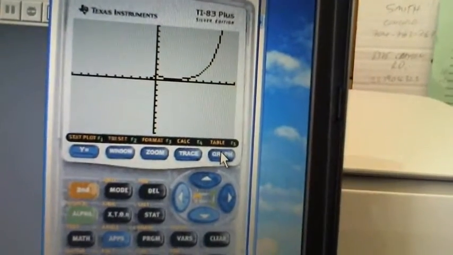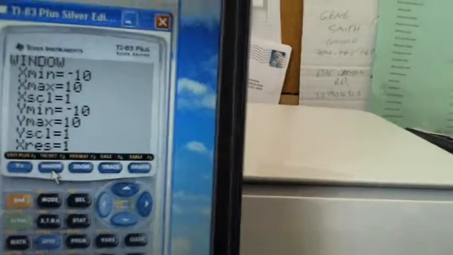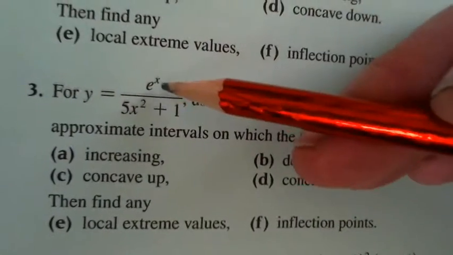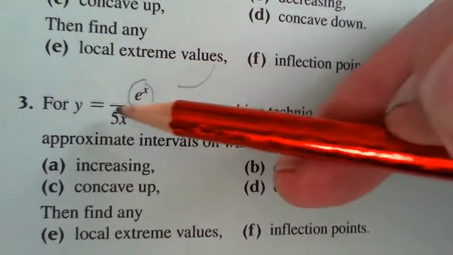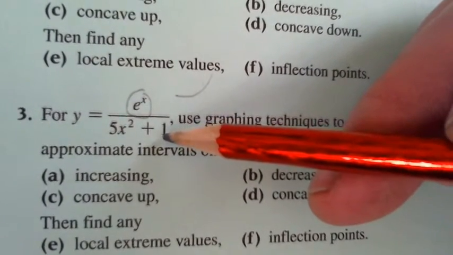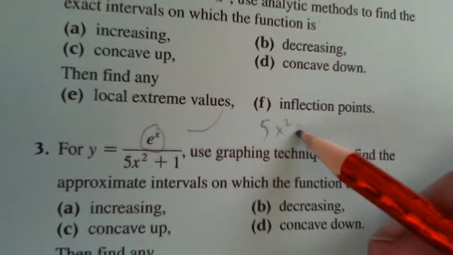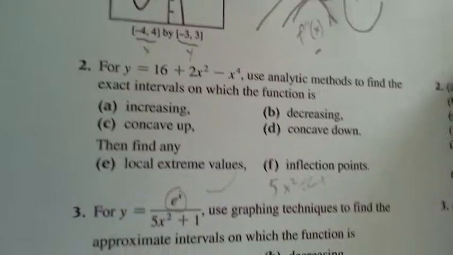All right, it looks like something. What is our window? -10 to 10. All right, so let's see here. Use graphing techniques. We're not totally going to lose our brains here. This is consistently increasing. And this 5x squared plus 1 will never be 0, but it should have an interesting bit where 5x squared is negative 1. Okay, so it won't do anything particularly clever.